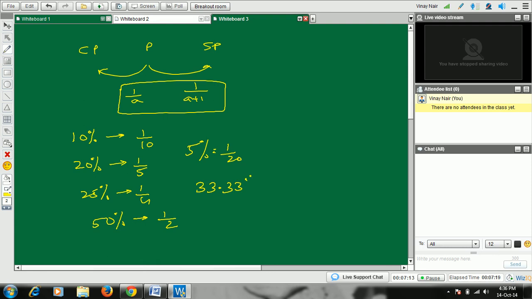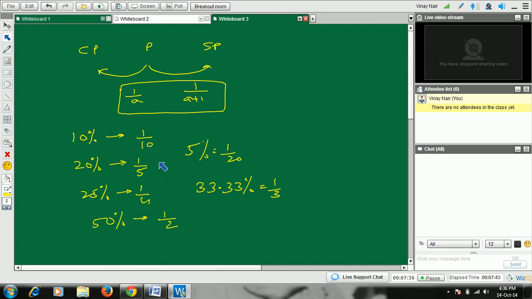33.33% is 1 upon 3. So if the question is, if the profit is 1/3 of the cost price, then how much is it of the selling price? So if it is 1 by A of the cost price, it will be 1 by A plus 1 of the selling price. So if it is 1 by 3 of the cost price, it will be 1/4 of the selling price.